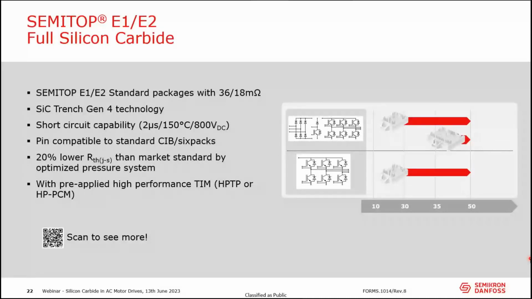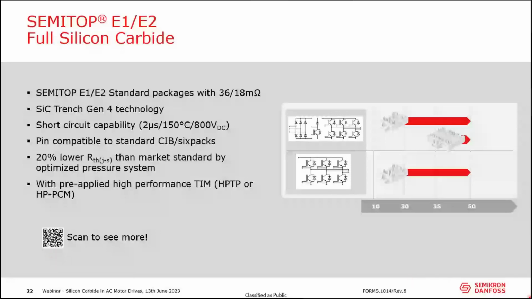The Semitop E, also compared to some market standard modules in the same range, has way lower RTH, 20%. It helps a bit on the cooling design, and we provide those modules with pre-applied thermal interface material, either with high-performance heat paste or also with phase change material, which gives you then some good benefits when you process the modules in the production of your drives. If you want to know more about it, you can scan later when you have the PDF, this QR code, to see a video where we speak about those things.